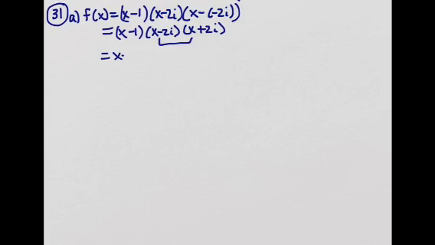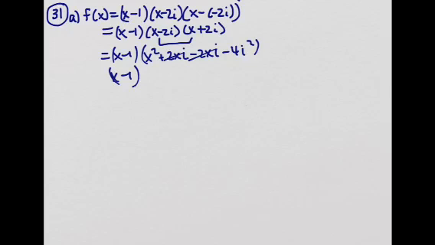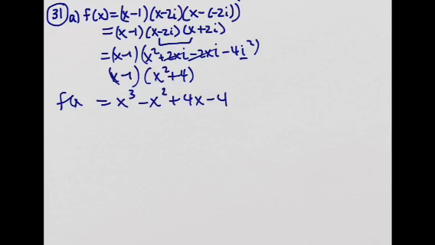So I could bring down the x minus 1. And this is x squared plus 2xi minus 2xi minus 4i squared. And so here, this and this cancel, so you're left with x squared. i squared is negative 1, and so that's plus 4. And then we have x cubed minus x squared plus 4x minus 4. So this is the function for 31A.